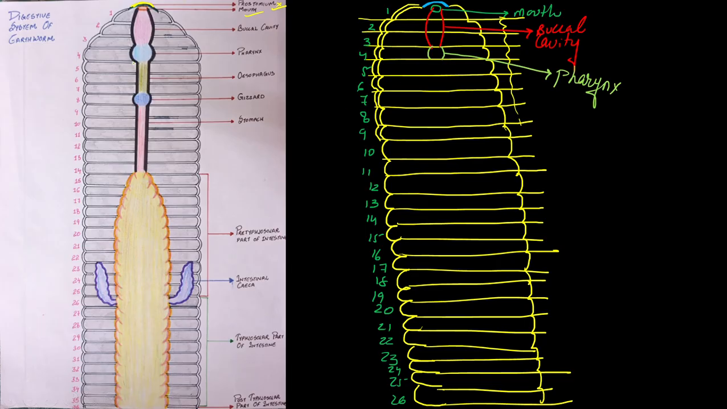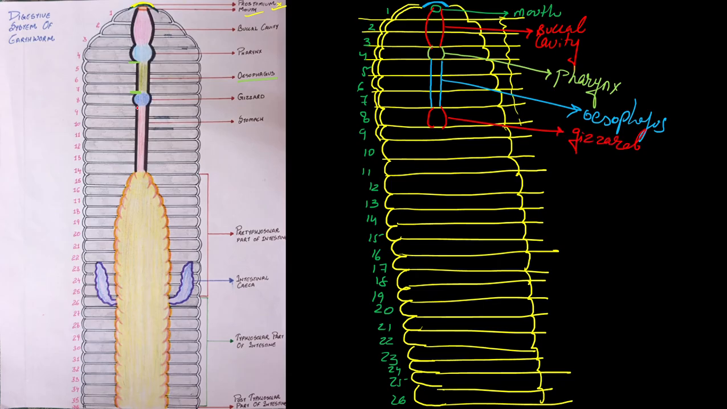Then from the fifth segment to the seventh segment, you can see the esophagus is there. So let's make the esophagus. From the fifth to the seventh segment, what is present? Esophagus is present. After that, in the eighth segment, what is present? Your gizzard is present. That is nothing but the grinding mill of the earthworm. So this is your gizzard.